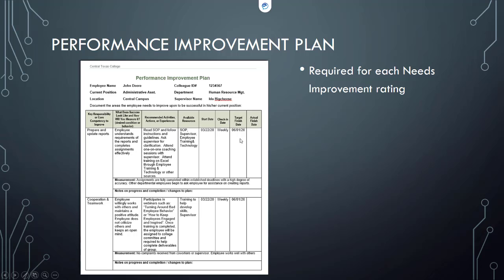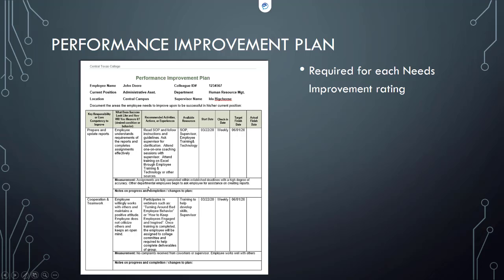Add a target finish date when you propose to be finished with this performance improvement plan. You can finish before that. You can finish after that. That's just a proposed target, because the last column here is the actual finish date.